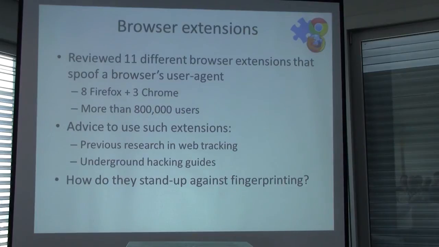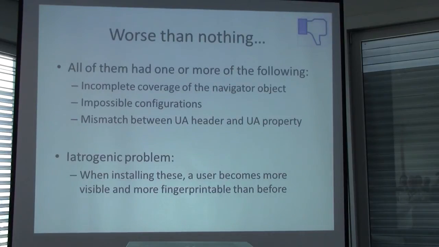And we did not do any of the tricks that we had found in the earlier section. What we did is we just enabled it. We had a look at the navigator object, the screen object, and the headers that go out towards the server when these things are enabled. The thing is that, unfortunately, all of them had one of the following. They had an incomplete coverage of the navigator object. So the extension would change navigator.userAgent, but forget to change navigator.platform. So suddenly you had an Internet Explorer 8 that runs on Linux.